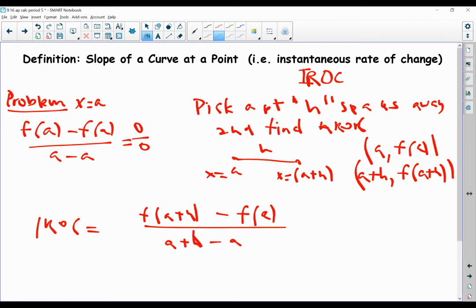Now you're like, Ms. Bowman, can I simplify that denominator? Absolutely. Those A's are going to cancel, and it's just going to leave you H on the bottom. Now, some of you are like, wait a second. I know what that is. We did that in Math 4 all the time. That is the difference quotient.